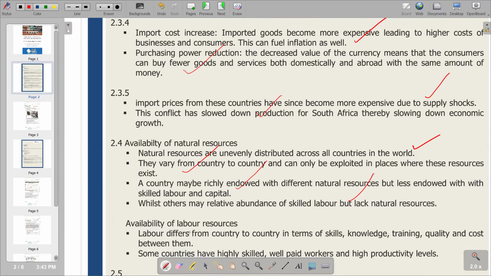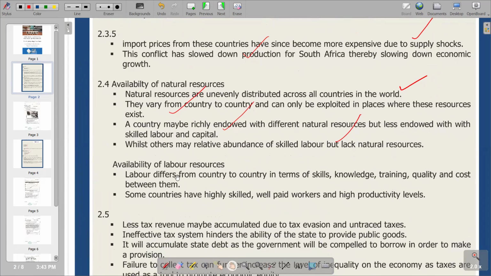In terms of availability of labor resources, the first part is saying labor differs from country to country in terms of skills, knowledge, training, quality, and costs. Some countries have highly skilled, well-paid workers and high productivity levels. So the essence comes to the same thing, that it is about accessing what you don't have in your local economy, thereby leading to international trade. This is what we have for that part.